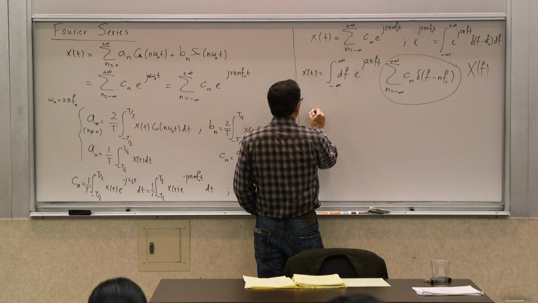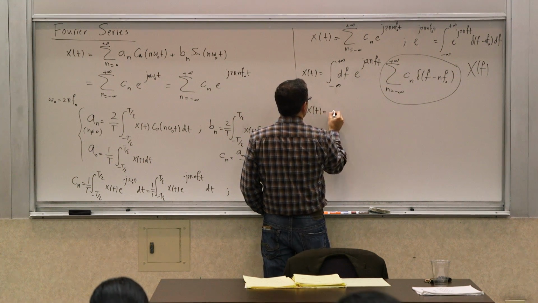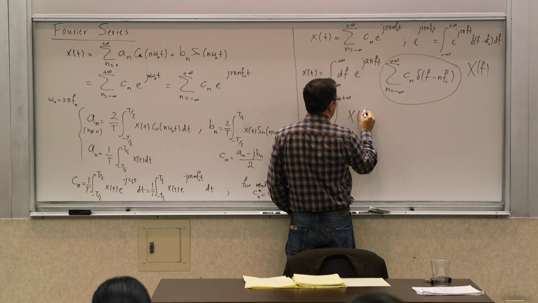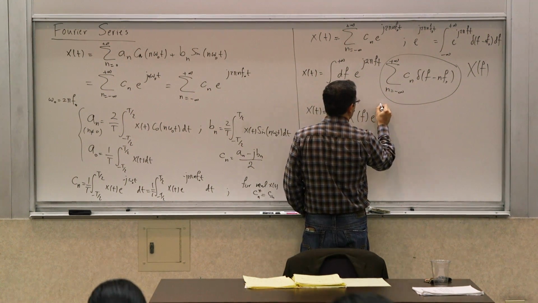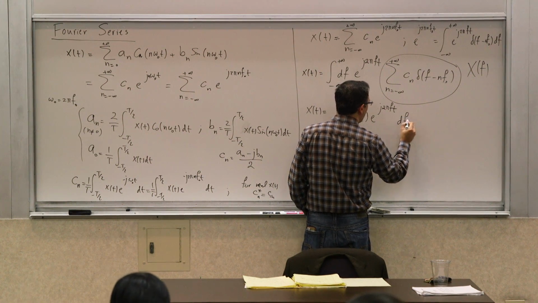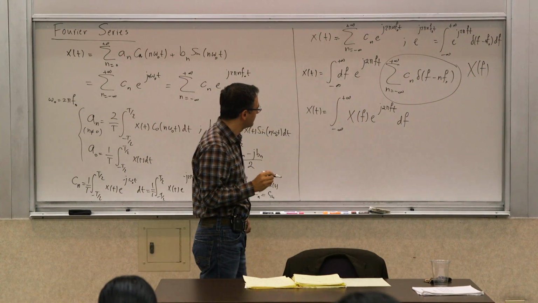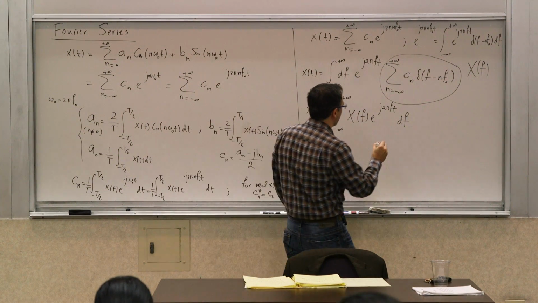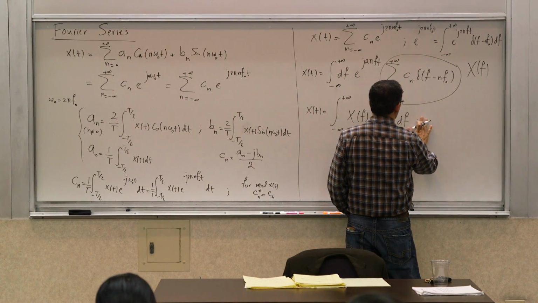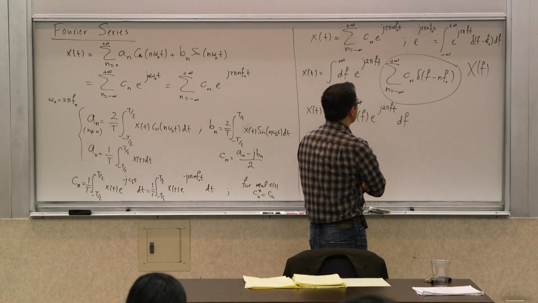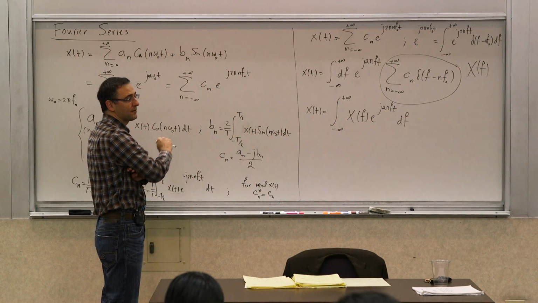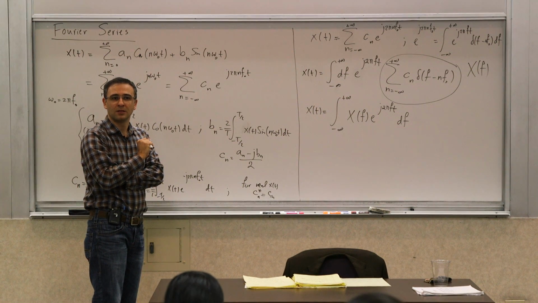So let me write it in that form first. So x of t is the integral from negative infinity to positive infinity of capital X of f e to the j 2 pi ft df. So basically, that's what it is. Now, let's look at this for example. So far we are talking about a periodic waveform, right? The way we've written it is a periodic waveform.